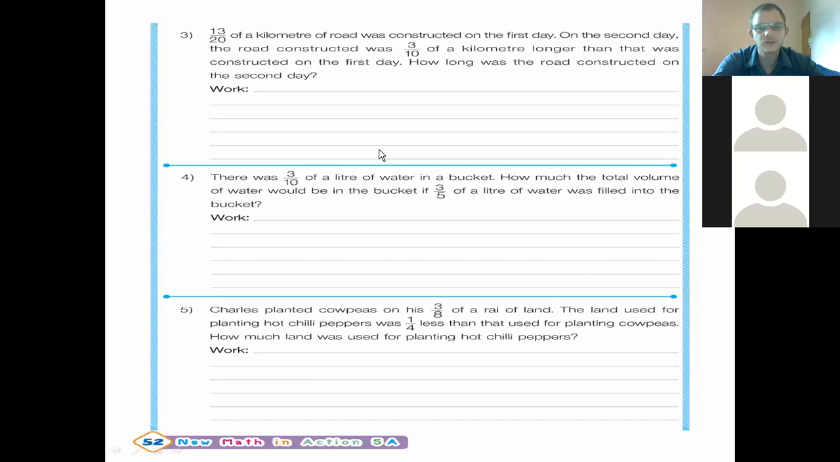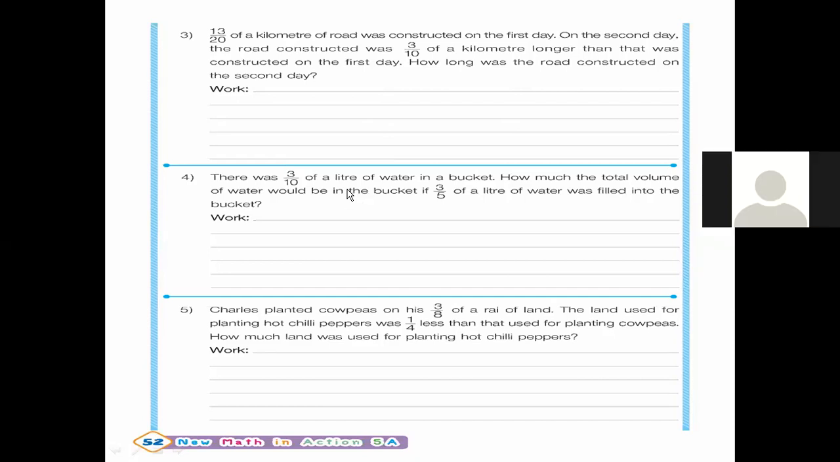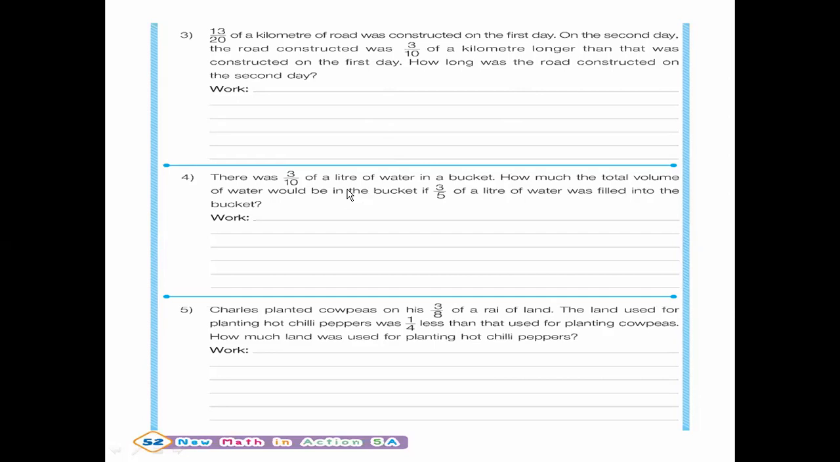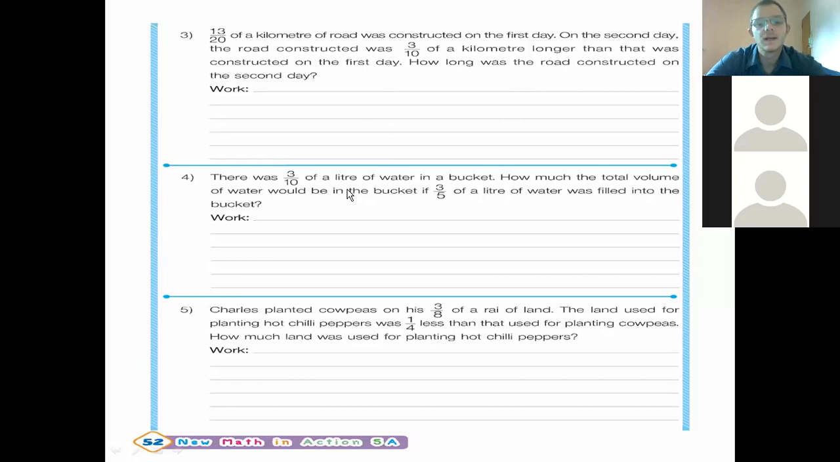Who wants to try? Who wants to try and do it? Anyone want to try? Where are the people that usually help me with the mathematics? Let's see. Who wants to try and do this problem? Is there anyone?